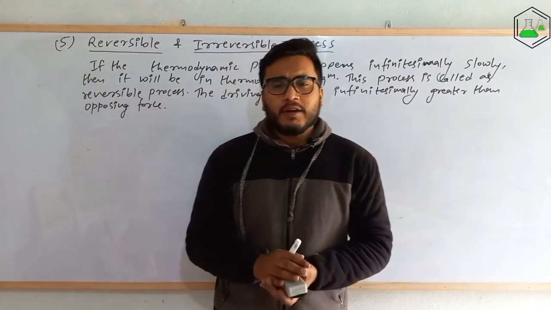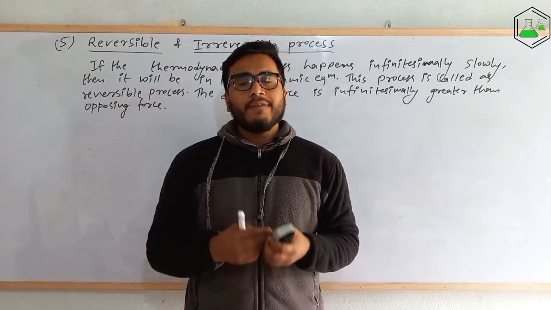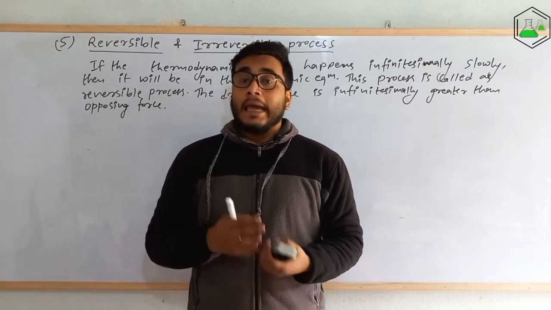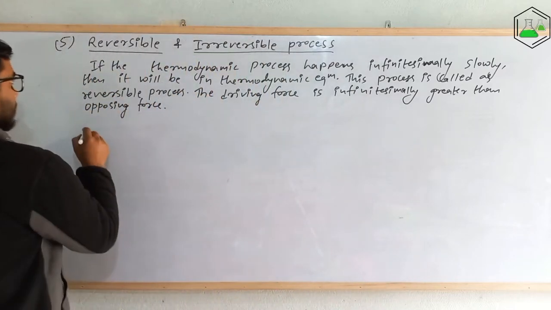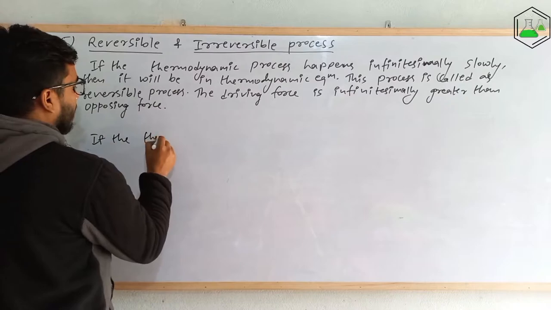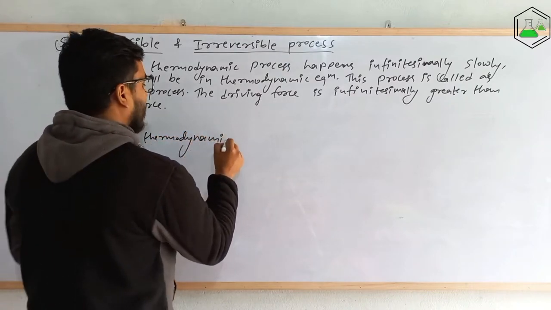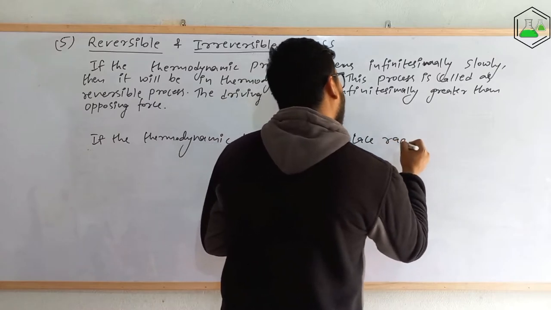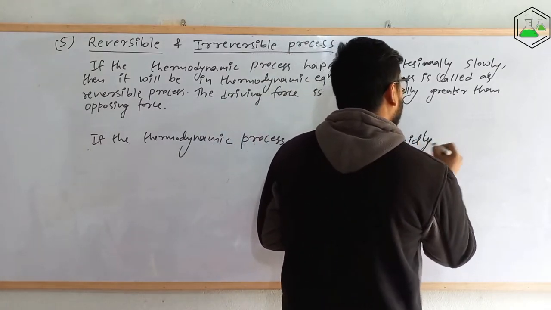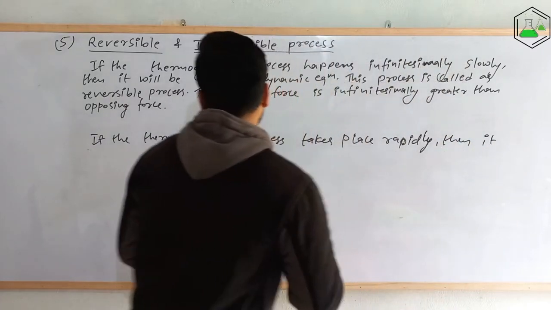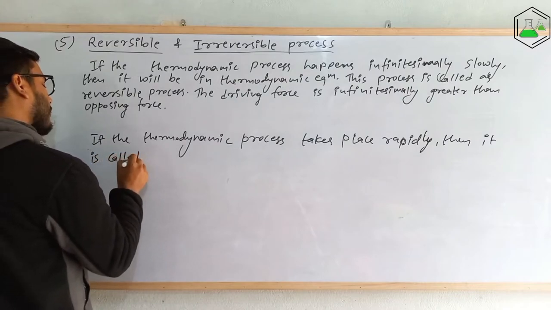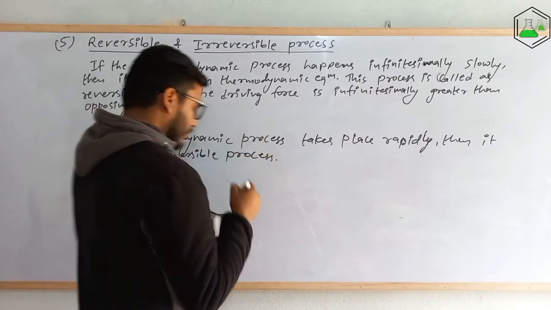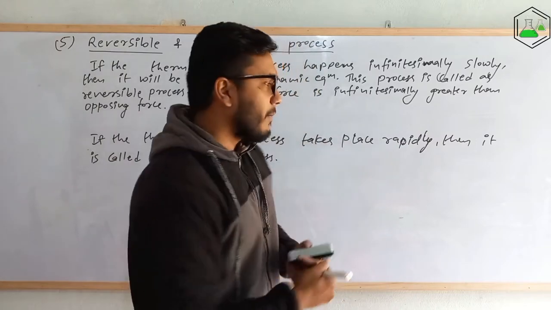But irreversible process means sudden change. Okay, if the thermodynamic process is happening suddenly, then obviously that will not be in thermodynamic equilibrium, and that type of process is called an irreversible process. So if the thermodynamic process takes place rapidly, then it is called an irreversible process. Got confused? Let me explain this with a simple diagram.